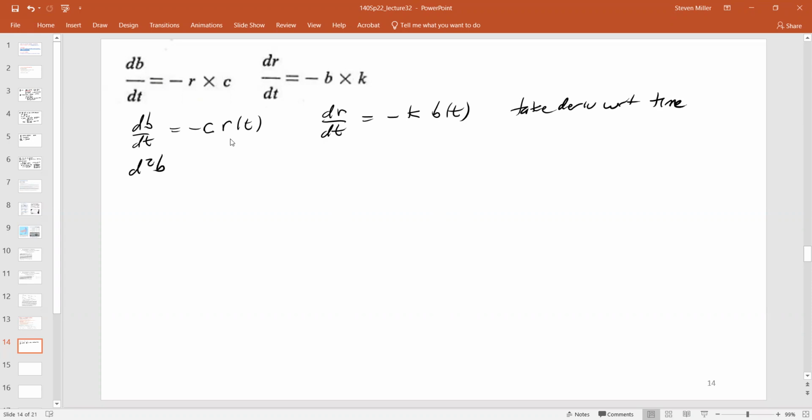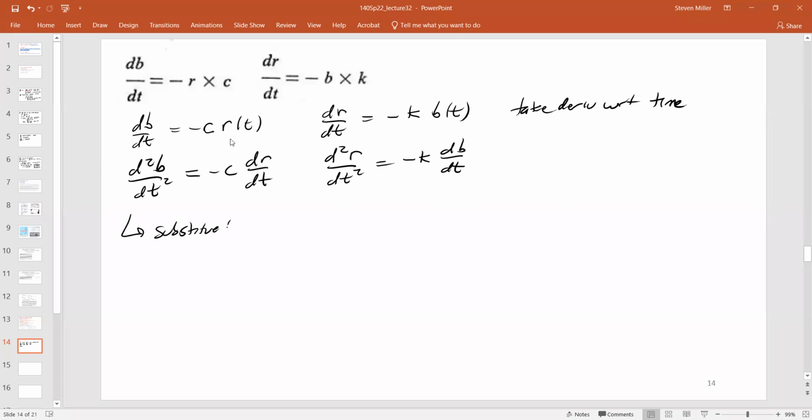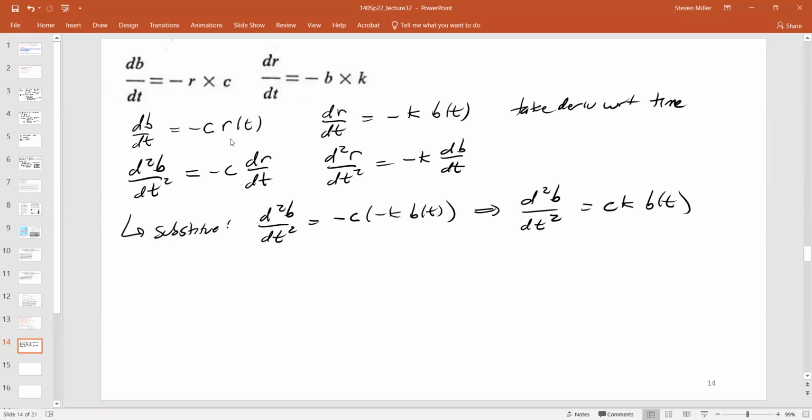So then we would get d squared b/dt squared minus c, which is a constant, so I would just get minus c dr/dt. And I would get d squared r/dt squared is minus k dB/dt. So I know the second derivative of b is equal to minus c times the first derivative of r, but I know what the first derivative of r is. So if I substitute, I get d squared b/dt squared is minus c dr/dt is minus k b of t. So I get d squared b/dt squared is ck times b of t. Okay, so I'm looking for a function where if I take two derivatives, I get my function back multiplied by ck. So this is a second order differential equation.